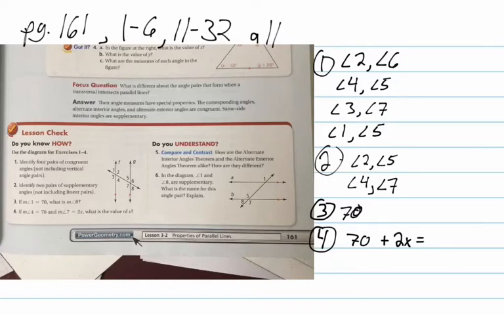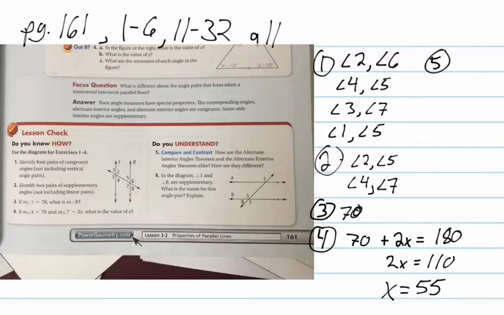180. Yeah, we said 4 and 7 were supplementary. So that means that 70 plus 2x equals 180. So 2x would equal 110, which means x would equal the old double nickel, 55. Exciting stuff. Number 5.